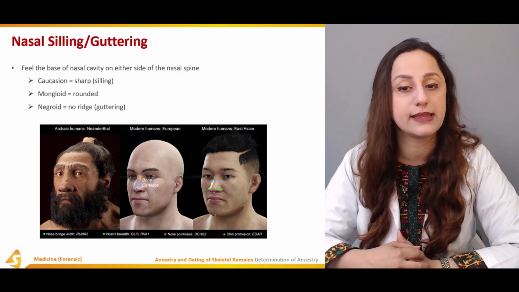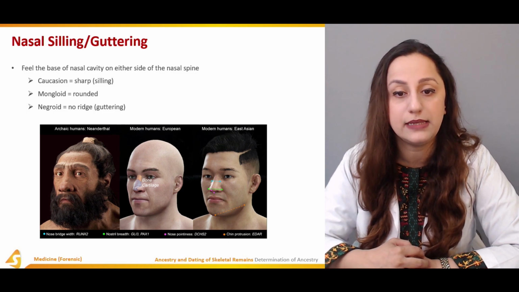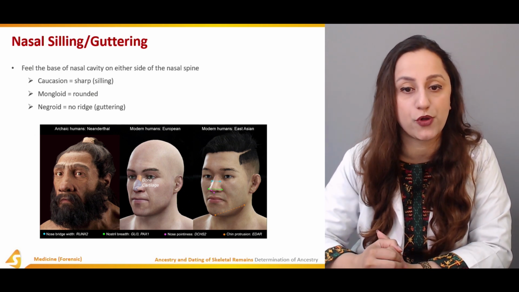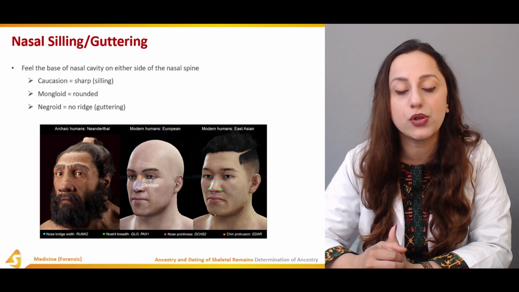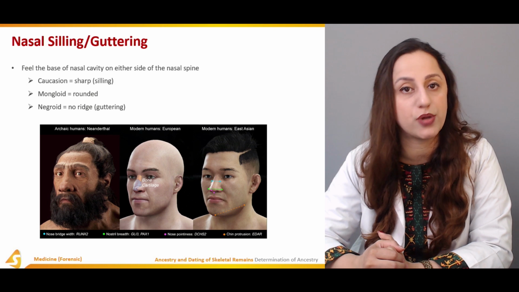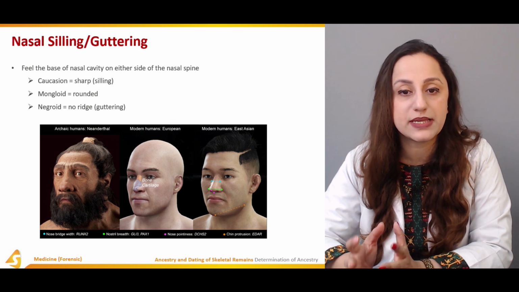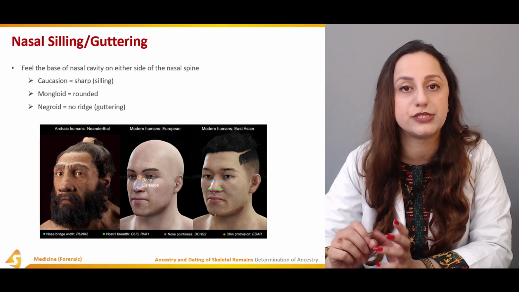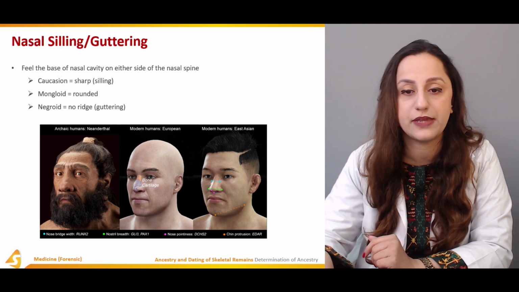Feel the base of the nasal cavity on either side of the nasal spine. In the Caucasians, it is sharp, and the silling is much more prominent over here. In the Mongoloids, it's much more rounded, and in the Negroids, there is no ridge or guttering at all. So these are the characteristics of the guttering that are to be noted for the ancestral determination in any skull that we have found.